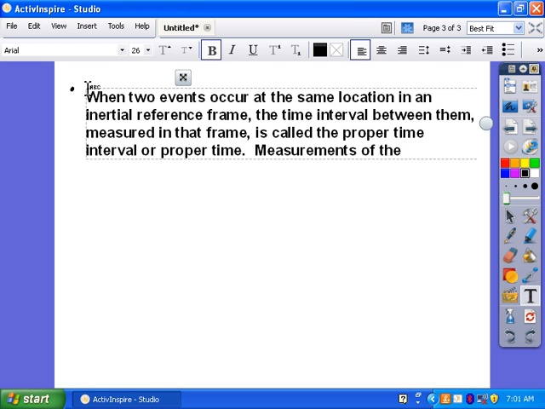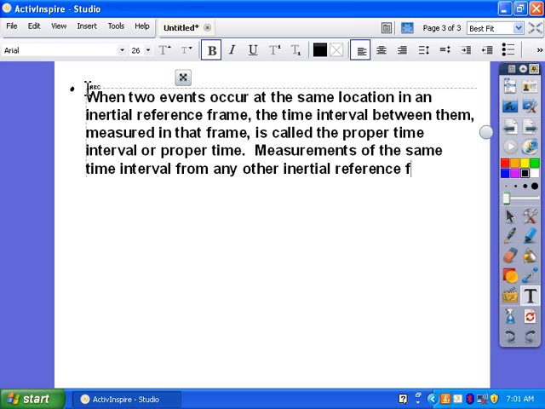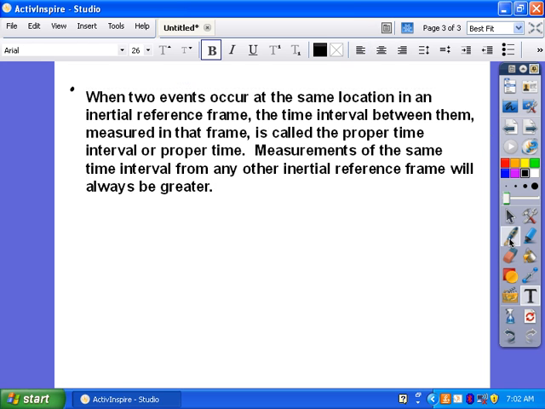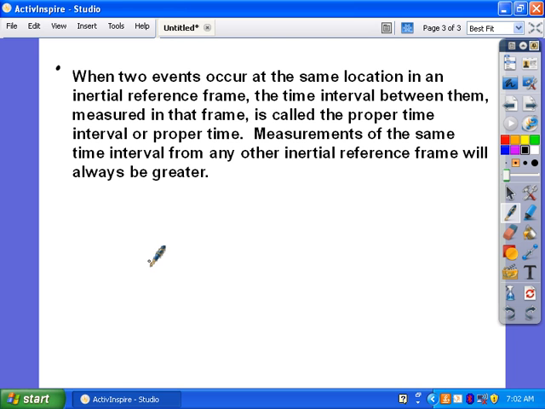Measurements of the same time interval from any other inertial reference frame will always be greater. Now, what that means is we've got two events happening at the same place, same time.